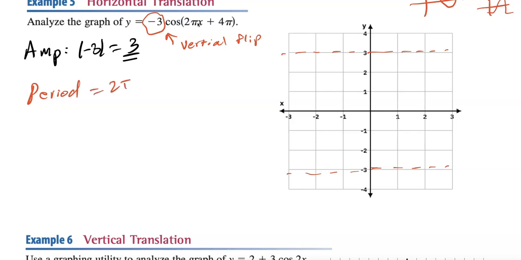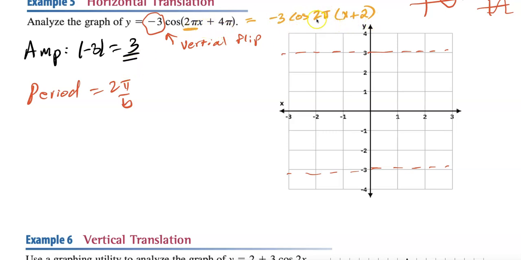Okay, our period is 2 pi over b. Now, what's our b in this case? Our b is 2 pi, but we should factor it out first because it's a shift. You always have to factor it out if it's not already factored out for you. So this is going to be -3 cosine, pull out the 2 pi. When you pull out the 2 pi, that's the number in front of the x. You're just left with an x here. 4 pi divided by 2 pi is just going to be 2. So that's the proper way of having this equation. We should factor out that 2 pi. So it looks like this.